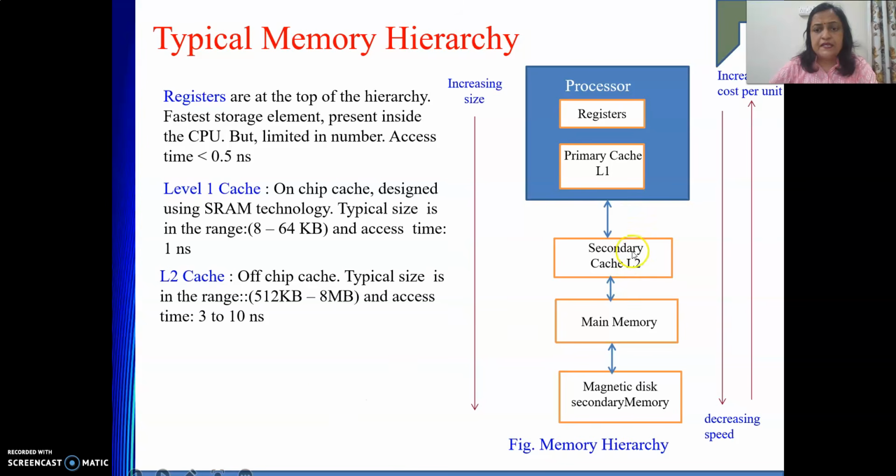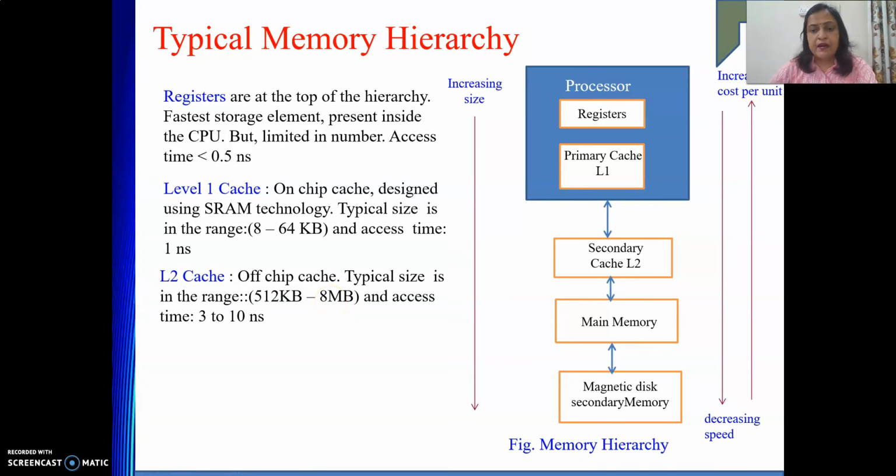Then the next one is secondary cache, another name is L2 cache. L2 cache means level 2 cache. Level 2 cache is your off-chip cache. That means it is not present inside the processor chip. It is between the main memory and the primary cache. It is also designed using SRAM technology. In size, it is between the primary cache and main memory. That means it is bigger than the primary cache and smaller than main memory. Its time to access is 3 to 10 nanoseconds and capacity is 512 kilobytes to 8 megabytes.